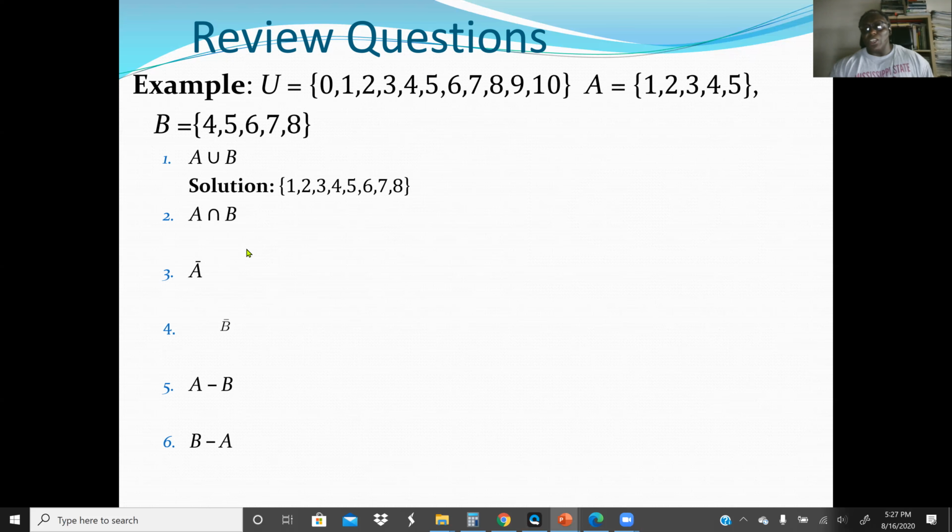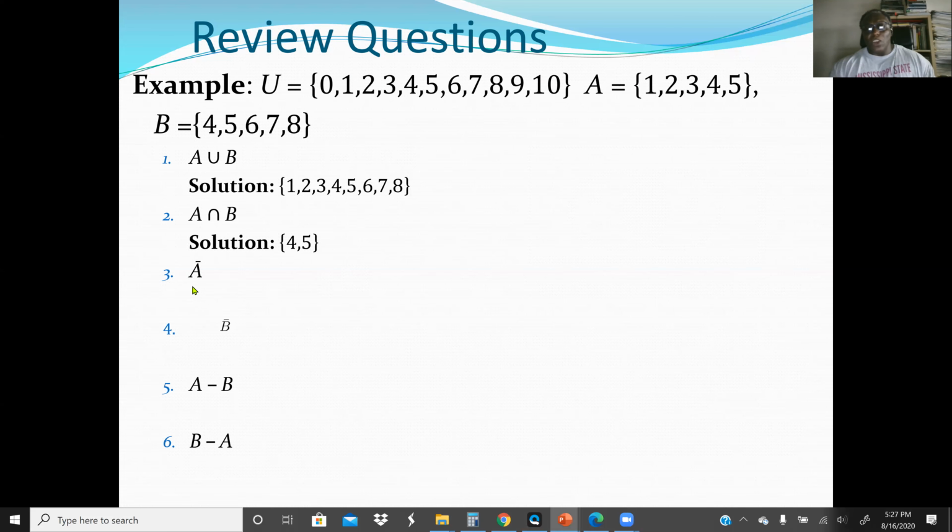Now the intersection. I have 1, 2, 3, 4, 5, and here I see 4, 5, 6, 7, 8. Intersection means the elements that are in both sets. So I can say that in set A, I have 4, 5. In set B, I also have 4, 5. So our answer will be 4, 5.